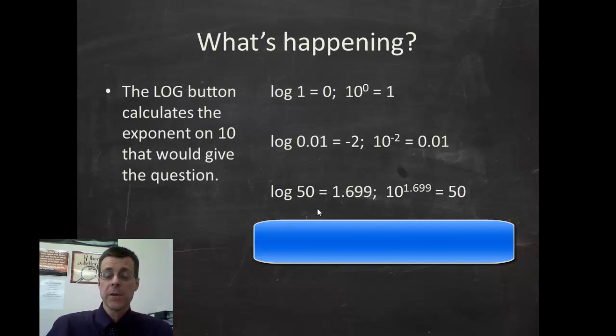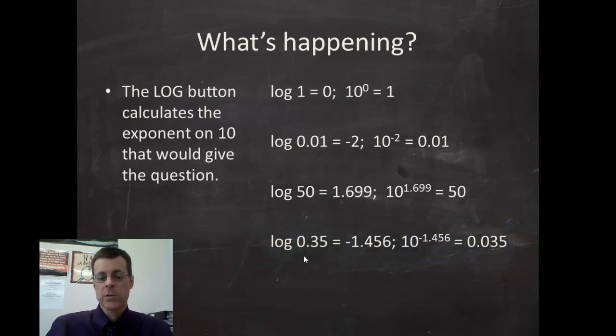On the other hand, 50 and 0.035, those were the two that were kind of strange numbers. But if you had 10 to the exponent 1.699, you'd get 50. Now, if you're trying this, you might be thinking, hey, you don't get 50, but rounded off it is. Okay, so you end up with a pretty long number here, which I rounded off to 1.699. So using that rounded off value, I get something pretty close to 50. And likewise, decimal 0.035 gives me negative 1.456, not planned at all. And 10 to that exponent is 0.035.